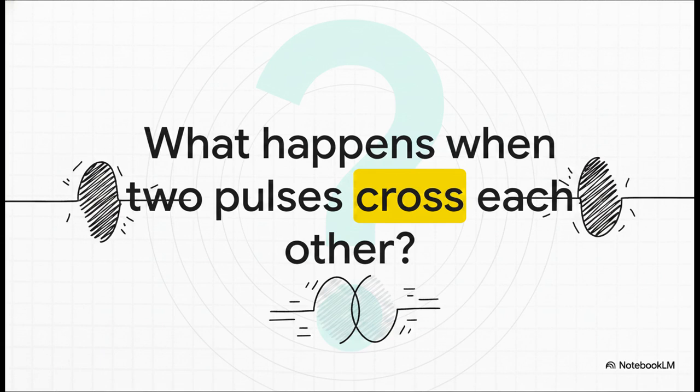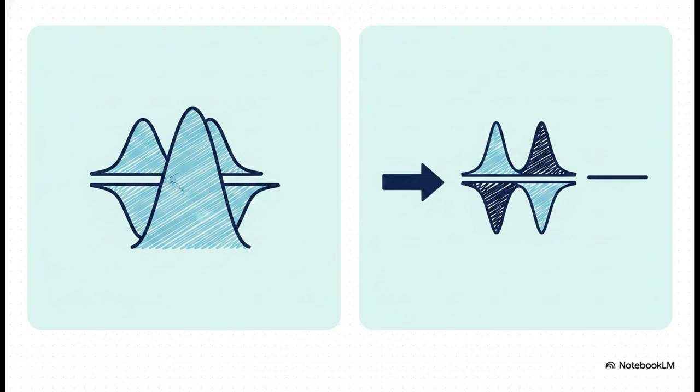No way. Remarkably, waves actually retain their individual identities after they overlap. They just pass right through one another. But during that overlap, something really special happens. This is known as the principle of superposition. The net displacement of the medium is simply the algebraic sum of the crossing waves.